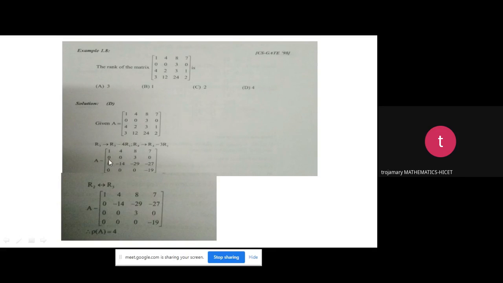Okay, if you apply the row formula, it is applicable for each and every element in that row, right? So R3 equals R3 minus 4 R1 means the first element will become 0, the second element 2 minus 16, so that is minus 14. Then 3 minus 32, so minus 29. Then 1 minus 28, minus 27. Then the fourth row, R4 minus 3 R1. So 3 minus 3, 0. 12 minus 12, 0. 24 minus 24, 0. 2 minus 21, which is equal to minus 19.